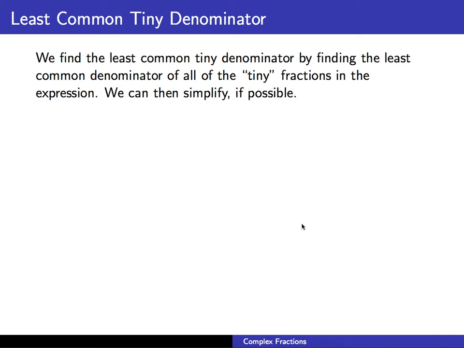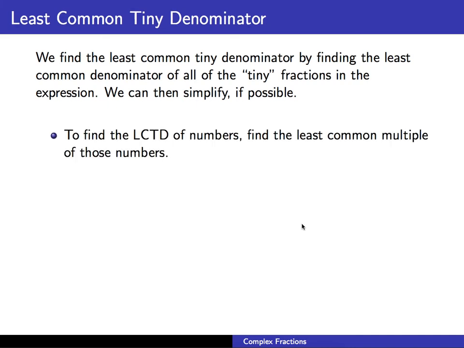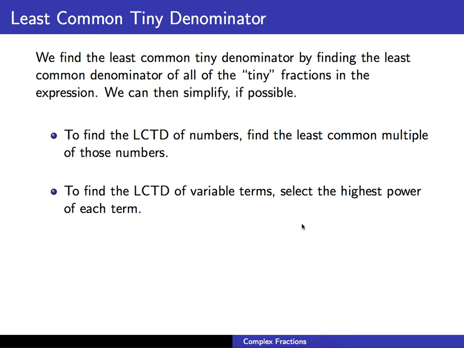So the nice thing is when you multiply every single term by the least common tiny denominator, even terms that aren't fractions, it's guaranteed to get rid of all the tiny fractions. Guaranteed. So to find the least common tiny denominator of numbers, such as coefficients, find the least common multiple of those numbers. So for instance, with 3 and 5, it would be 15. With 4 and 6, it would be 12. And then to find the least common tiny denominator for variables, select the highest power of each variable. So if we have an x and an x squared, you'd want the x squared. So take the larger power.